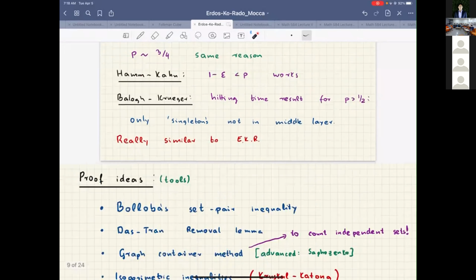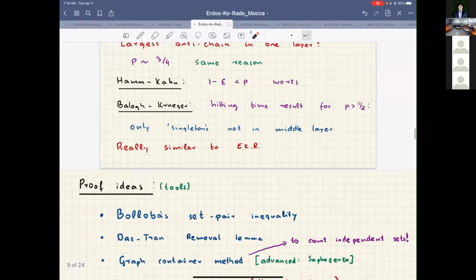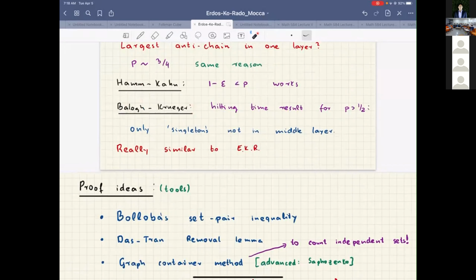And we proved recently, it should be on arXiv in a couple of days, a similar hitting time result when p is at least 1/2.